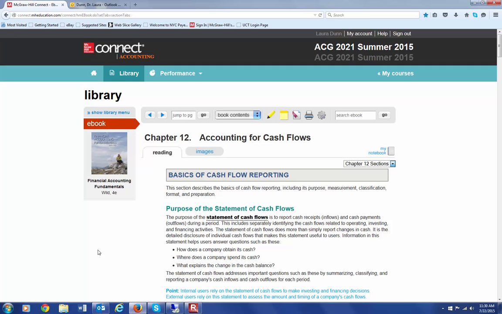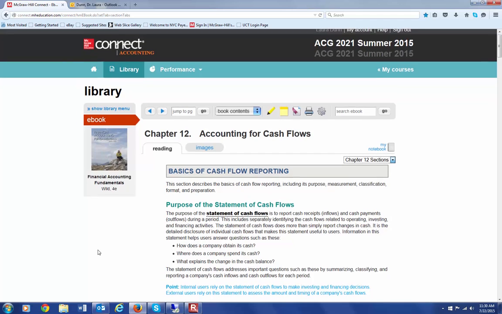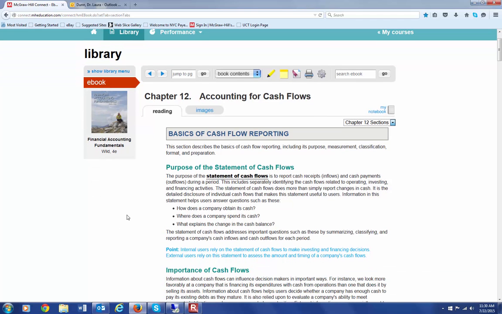All right, for Chapter 12, we're going to be looking at how we go about accounting for cash flow. And obviously this is extremely important because if you don't have the cash to handle your business, then your business isn't going to stay afloat very long. So the purpose of the statement of cash flows is to report any cash inflow, cash receipts, and any cash outflows during a particular period of time.